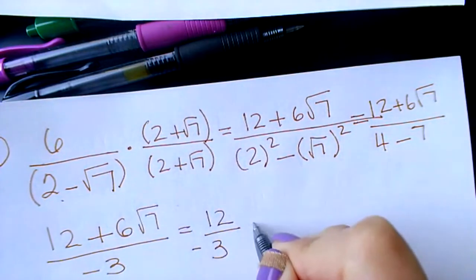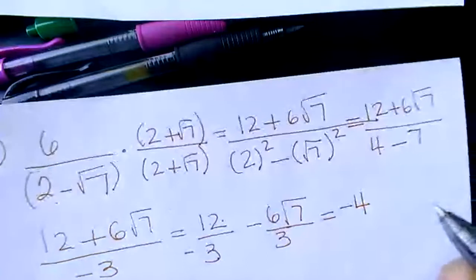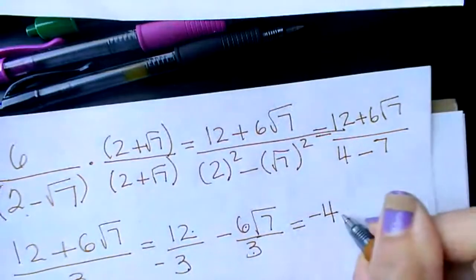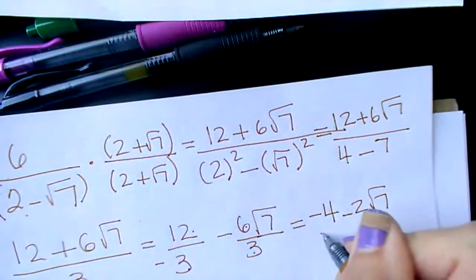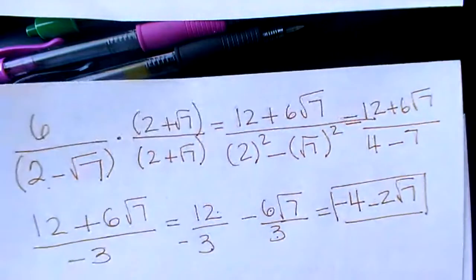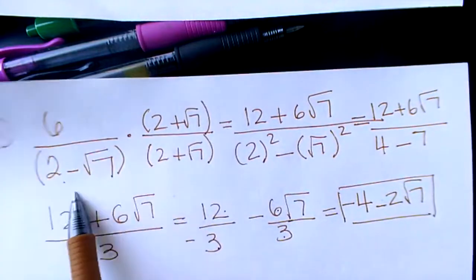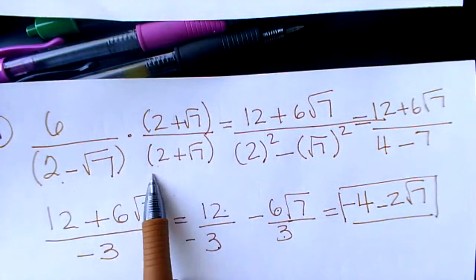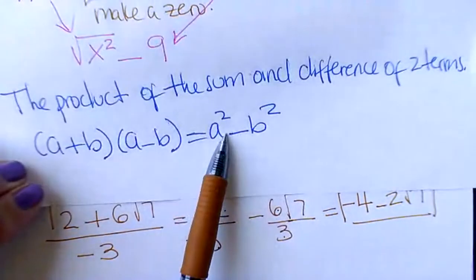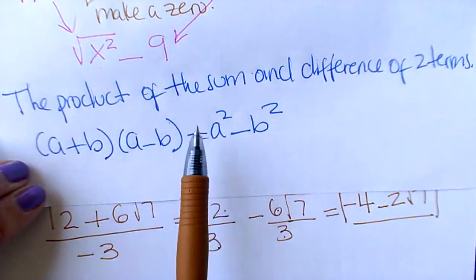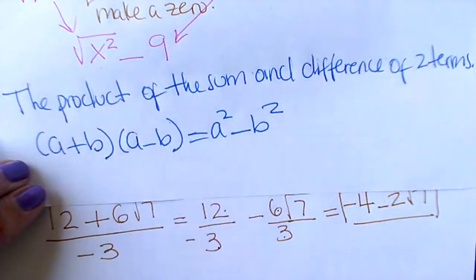this is one fraction and this is the other fraction that we have, right? 12 divided by negative 3 is what? Negative 4. And 6 divided by 3 is negative 2. So this is my answer. So what I did here was, instead of multiplying, which we could do, I went straight and used the product of the sum and the difference of two terms. That's what I did there.